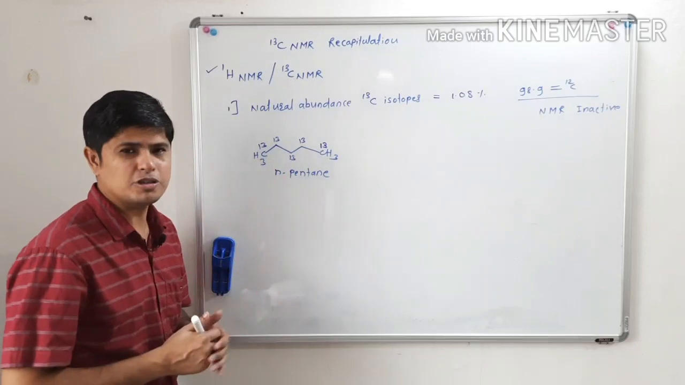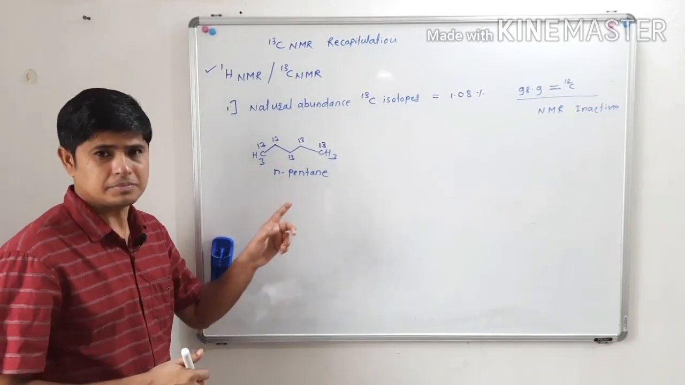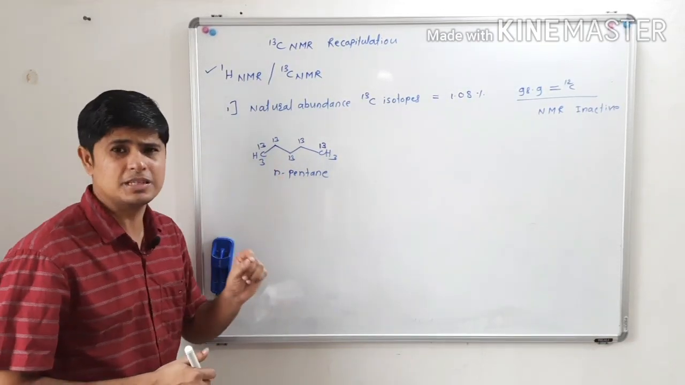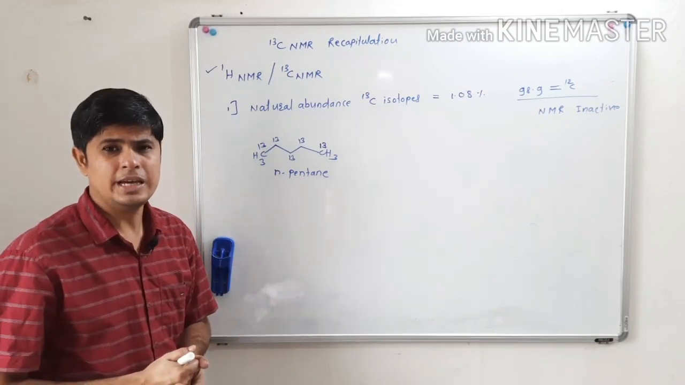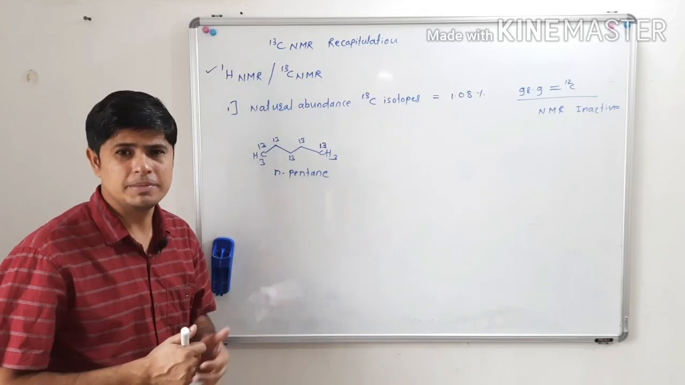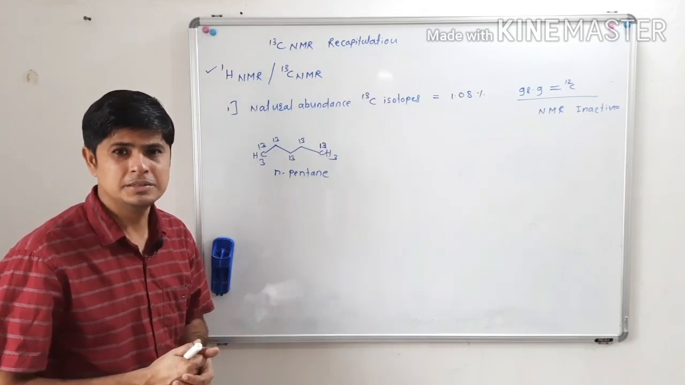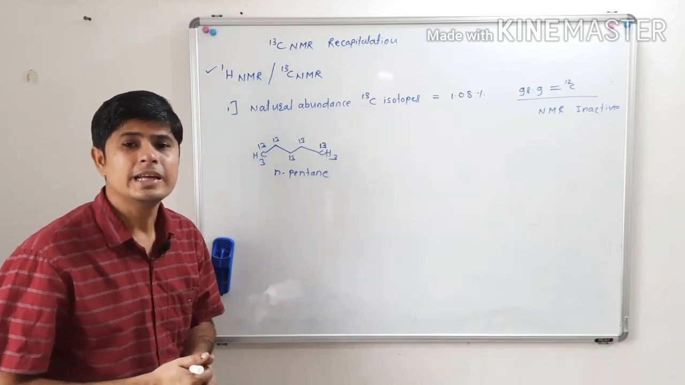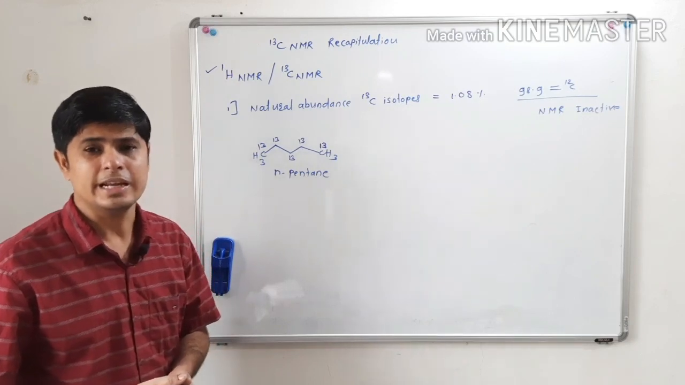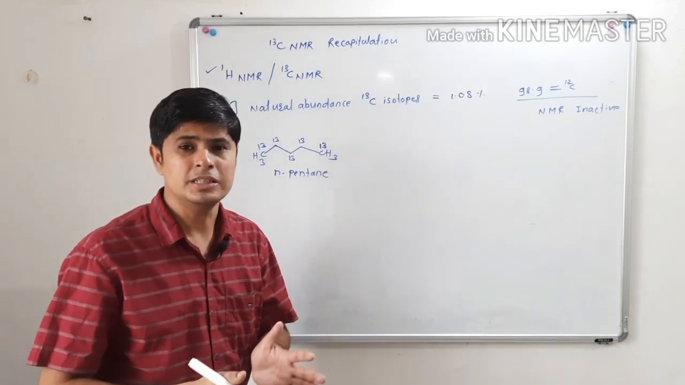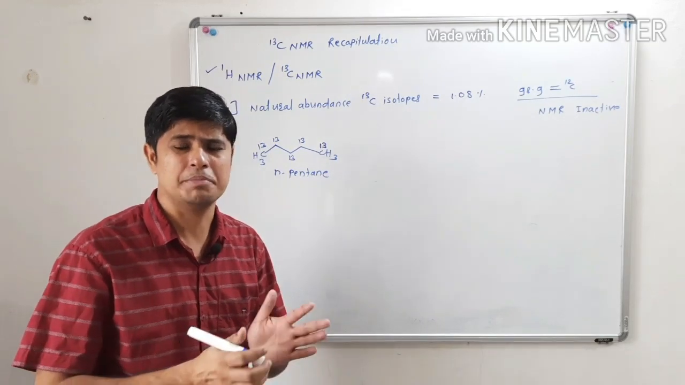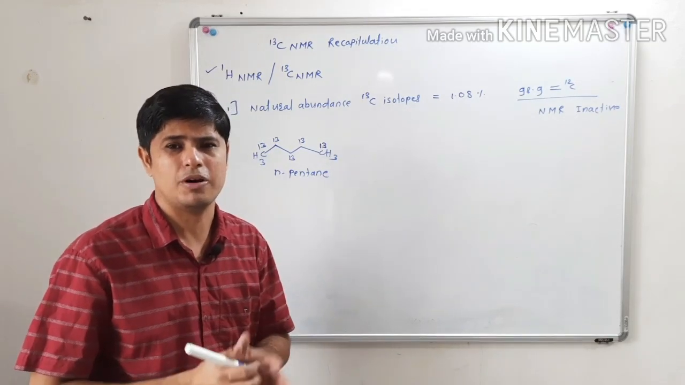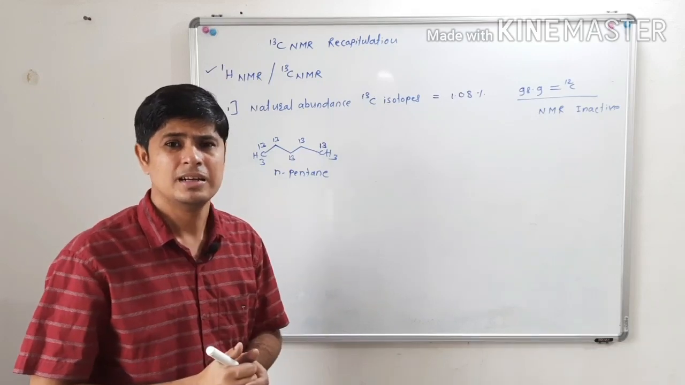So what will be the possibility of this carbon being carbon-13? It will be very negligible. Hence we want a very large amount of sample as compared to 1H NMR for recording carbon-13 NMR.